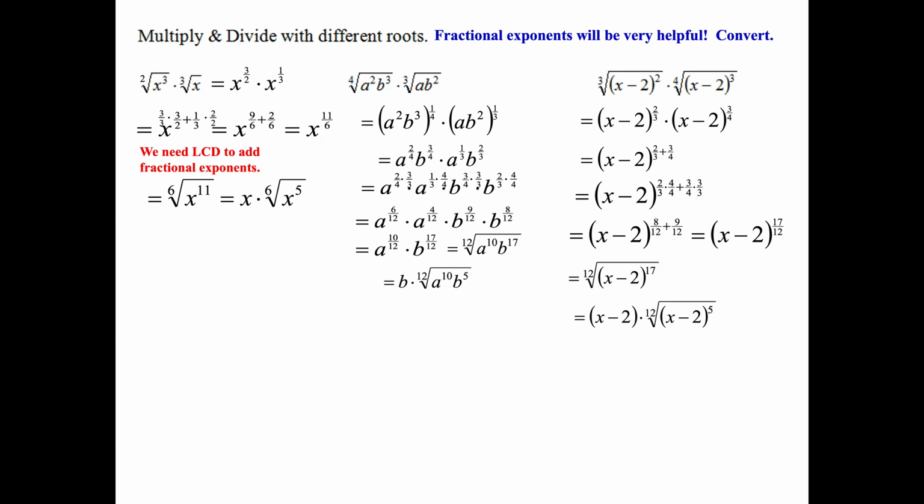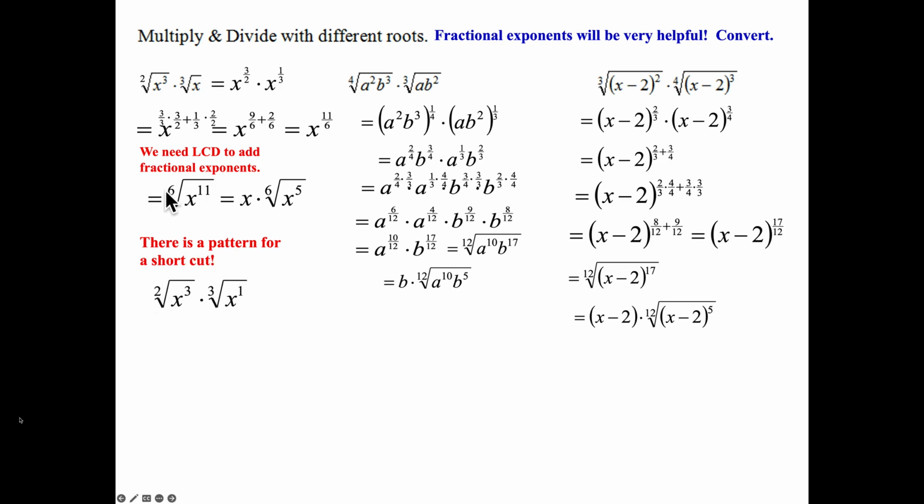Now, fractional powers is a very nice way to do this because everything is straightforward, but there's a lot of steps. There is a shortcut. So I'm going to bring this problem down here. I'm going to put all the numbers in here, and I'm going to discuss the shortcut.